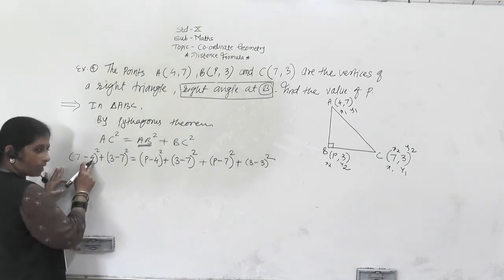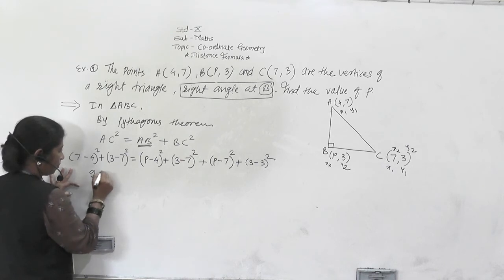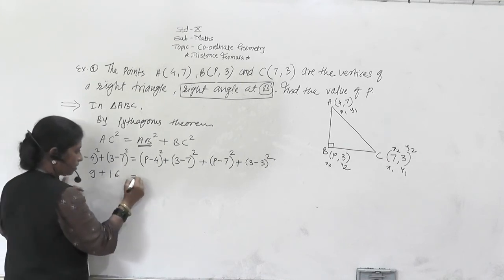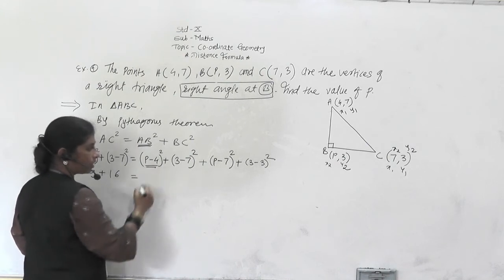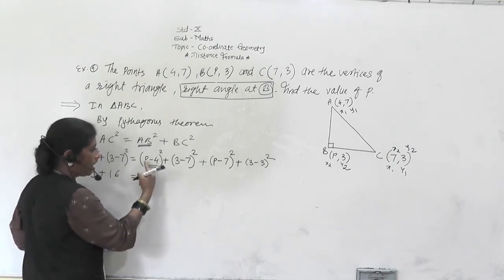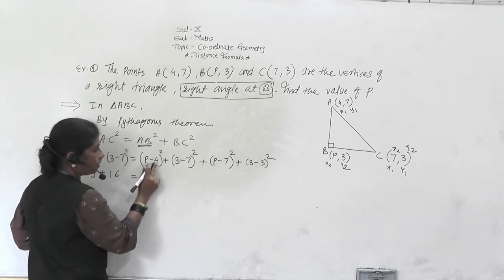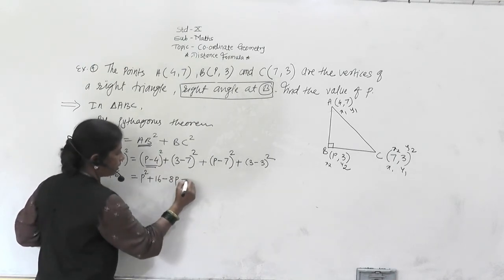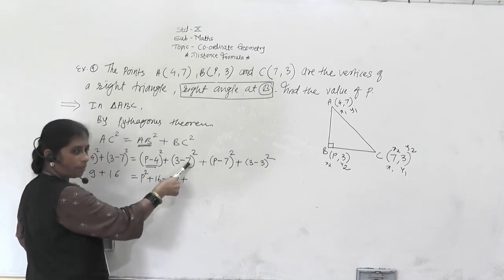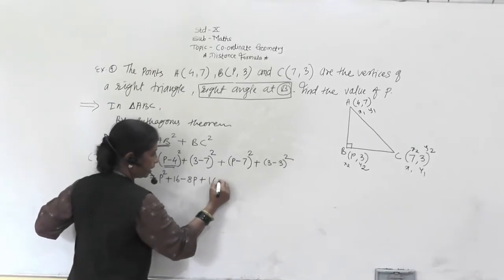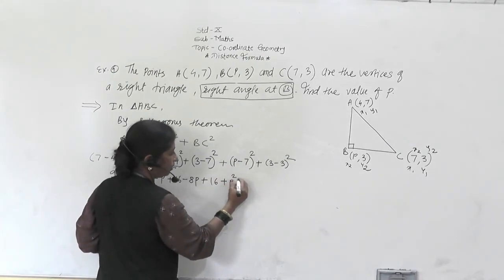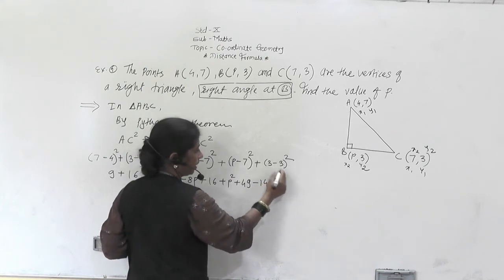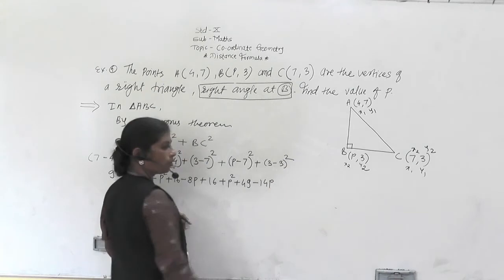Okay, 7 minus 4 is 3, and 3 square is 9, plus (3 minus 7) is minus 4, and minus 4 square is 16. Here we will use the identity (a minus b) square. a square plus b square, so p square plus 16 minus 2ab, which is 8p, plus (3 minus 7) square. Then 16 plus, using the same identity, p square plus 49 minus 2ab, which is 14p, plus (3 minus 3) square, which is 0.